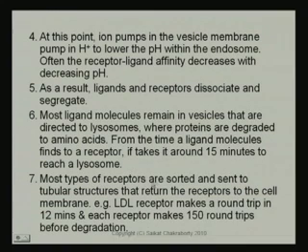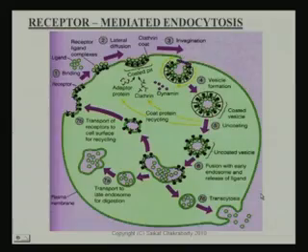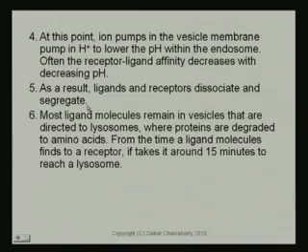So most types of receptors are sorted and sent to the tubular structures that return the receptors to the cell membrane. So, let's go back to the picture. These receptors that are there, these are microtubules that are formed, and these microtubules together send the receptors back to the cell membrane, where they will be ready for the next set of receptor-ligand binding.